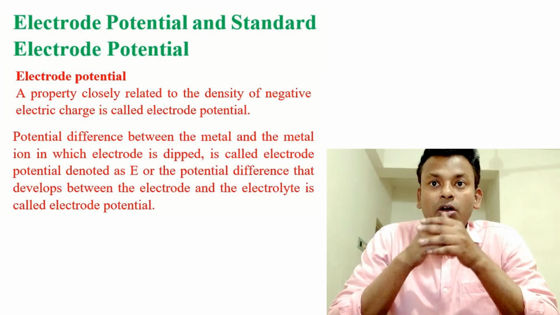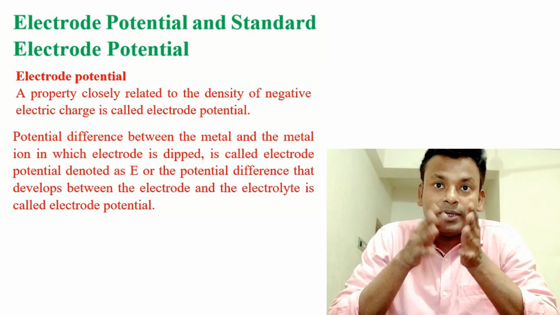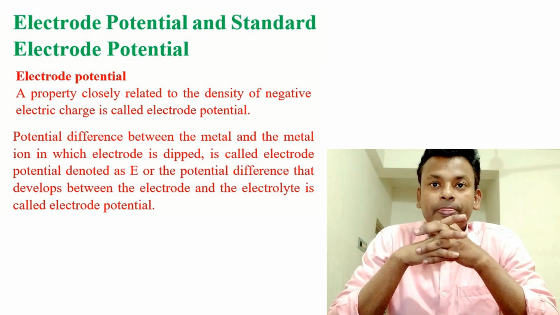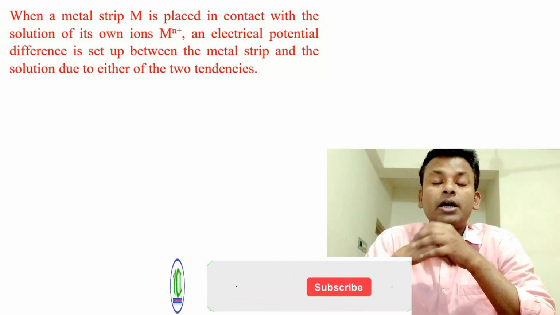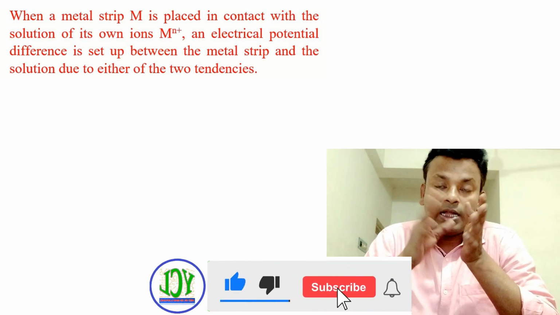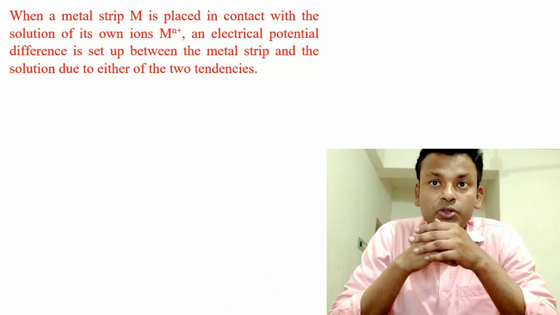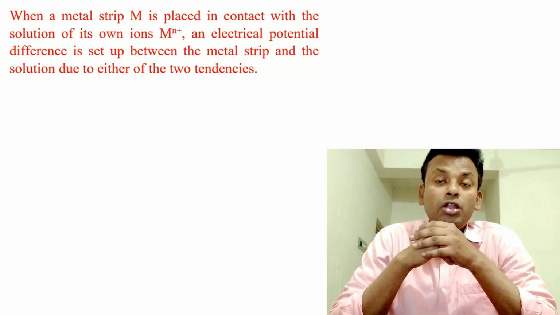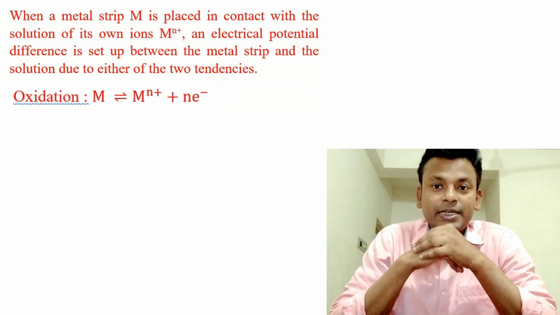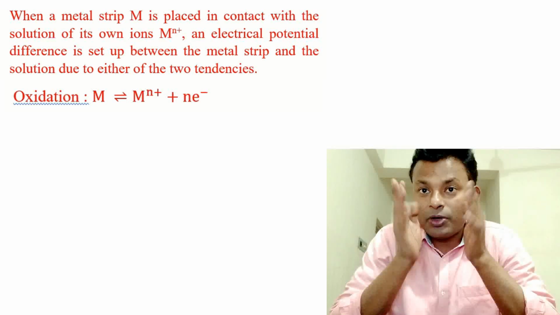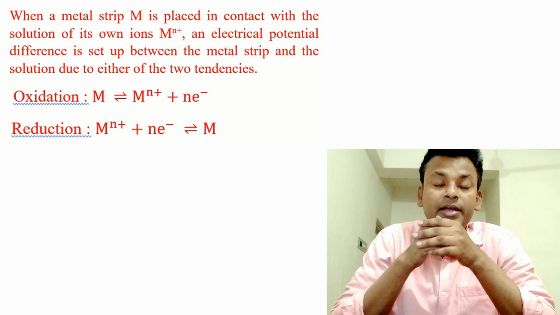Denoted as E, the potential difference that develops between the electrode and the electrolyte is called electrode potential. When a metal strip M is placed in contact with the solution of its own ion, that is Mn+, an electrical potential difference is set up between the metal strip and the solution due to either of two tendencies. First, oxidation: M gives Mn+ plus n electrons. Second, reduction: Mn+ plus n electrons gives M.